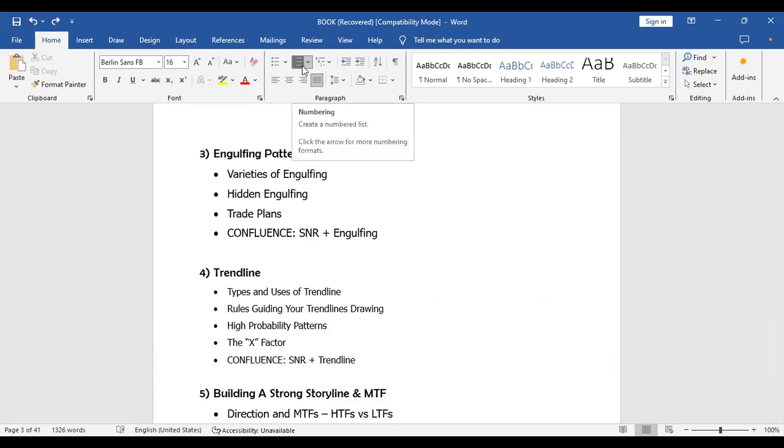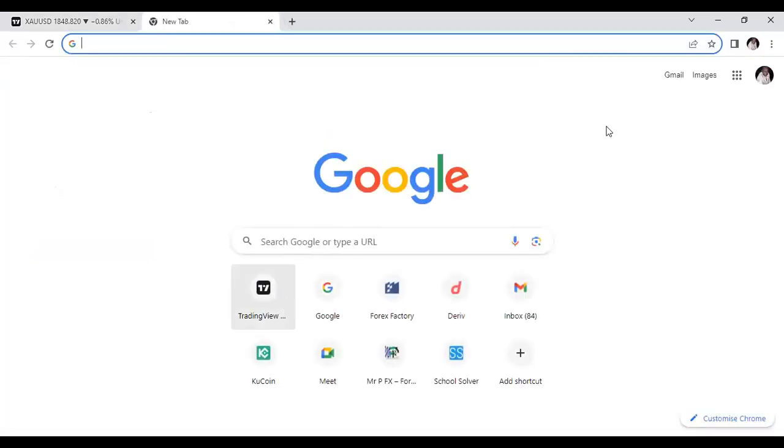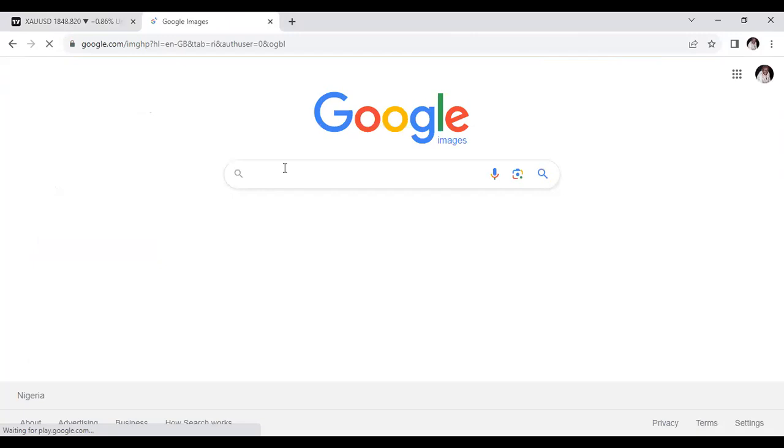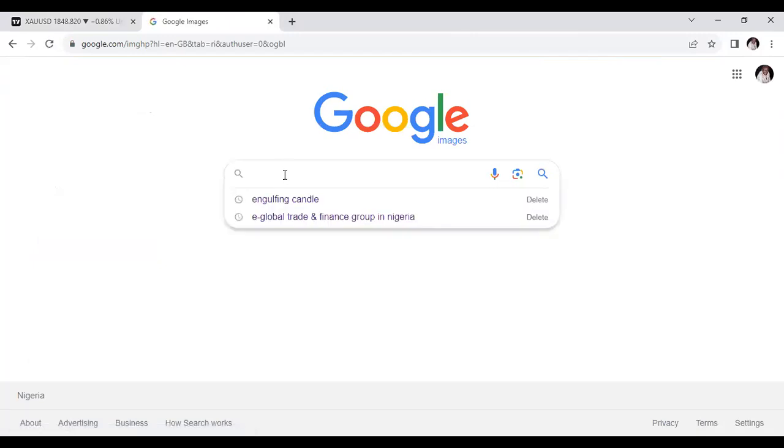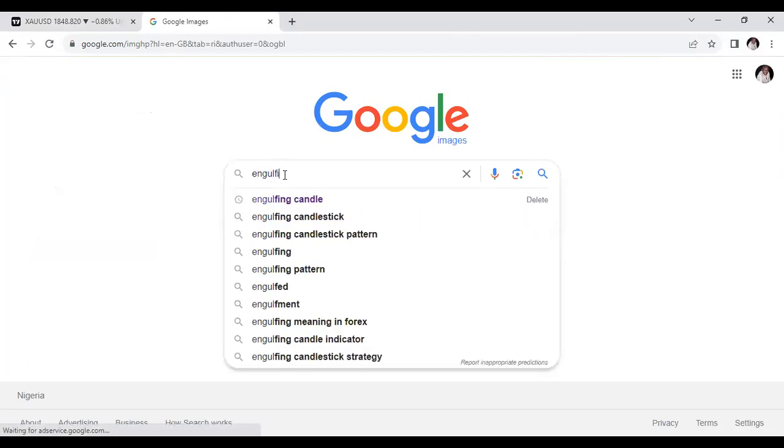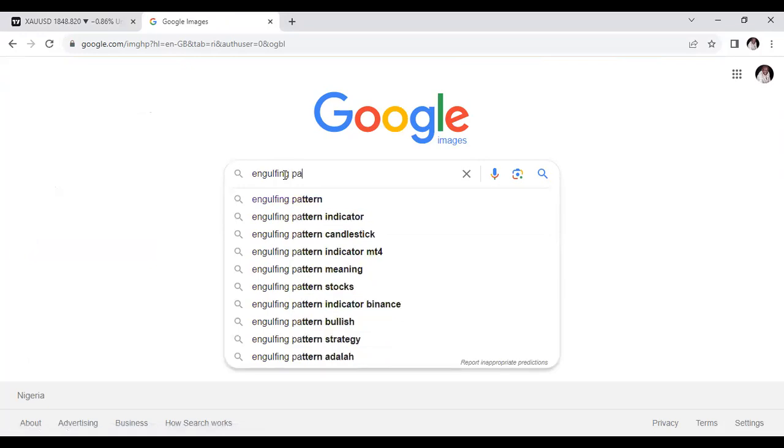Engulfing pattern is very, very simple. It's common. It's regular. It's most regular in the charts. You can go to Google if you want to look more on that. How to identify engulfing, you can study it in your extra time. I just go to Google image and click on engulfing pattern.